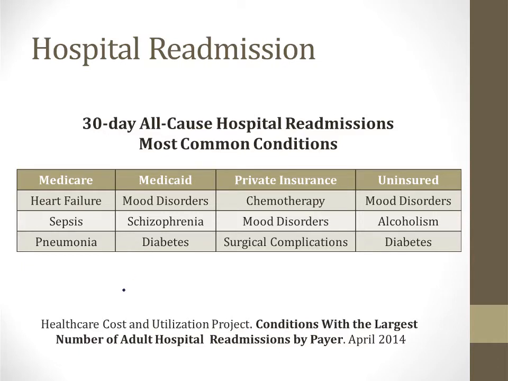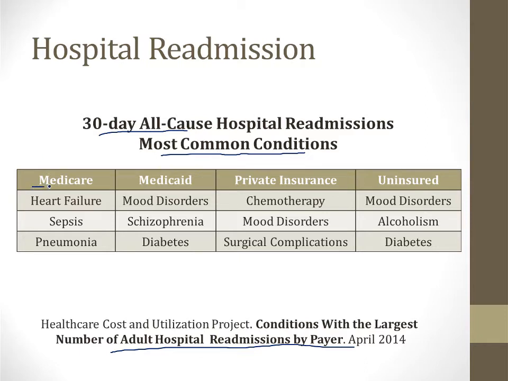And I've shown some data on the screen here that it's important for you to understand for step one of the board. So these data are from a study done by the Healthcare Cost and Utilization Project. The reference is at the bottom of the screen. This study identified the most common conditions that lead to 30-day all-cause hospital readmissions, and the conditions were broken down by insurance payers. So let's look carefully at this chart.